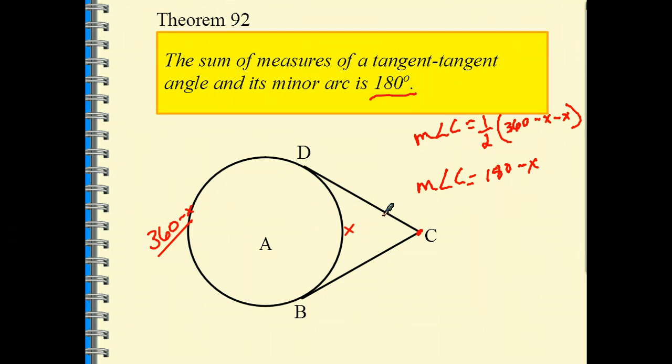So basically where we get to use this is I tell you that, all right, measure of angle C is 40 degrees. What is the measure of the minor arc DB? Well, the measure of the minor arc DB has to be 180 minus 40, so it's 140 degrees.